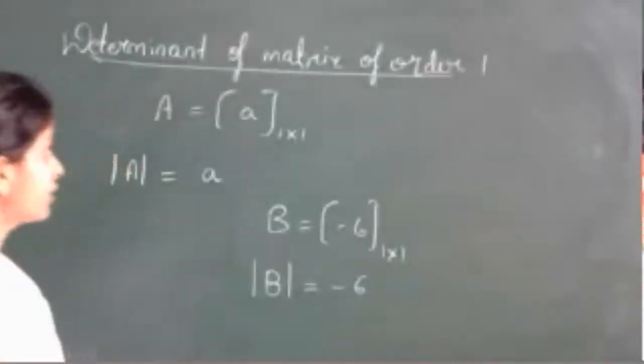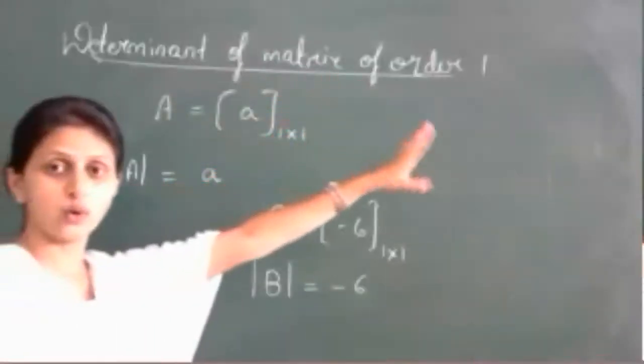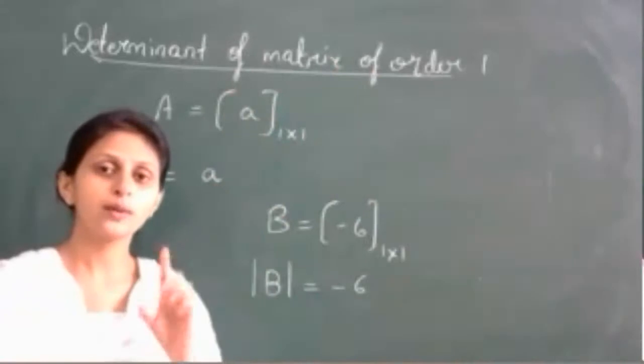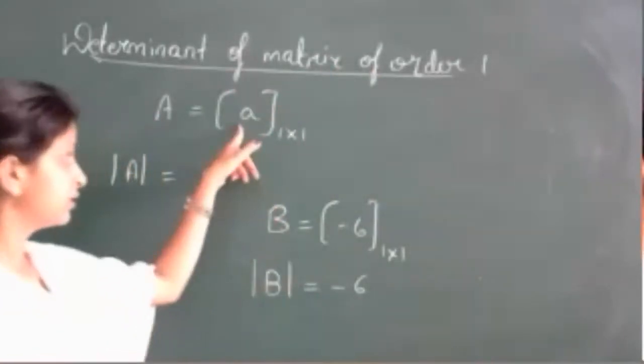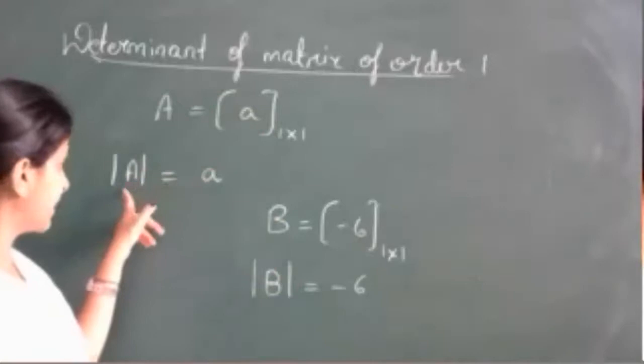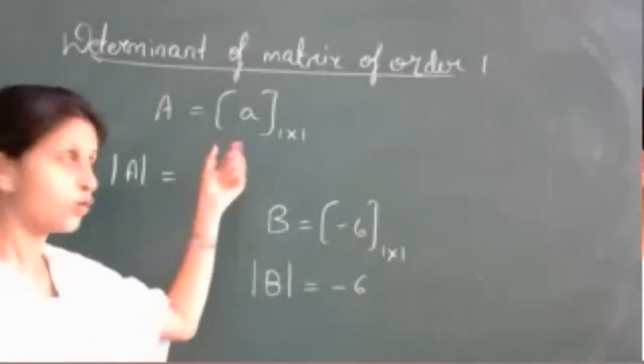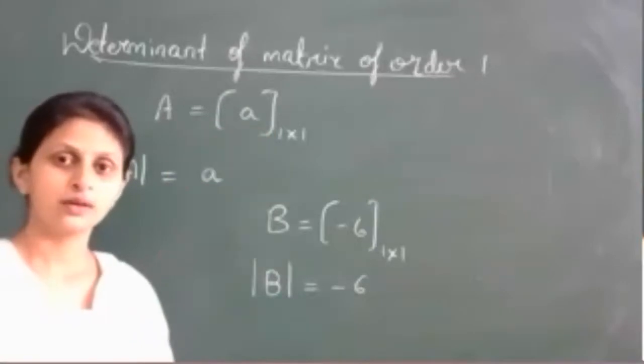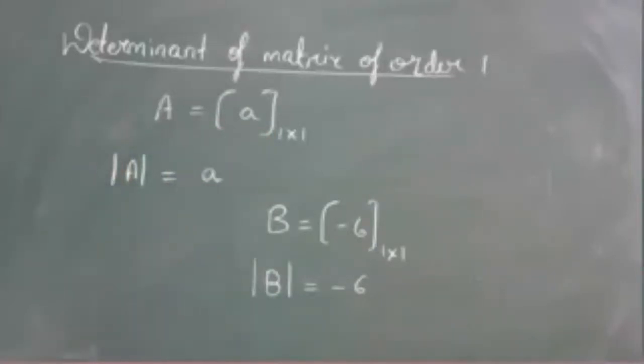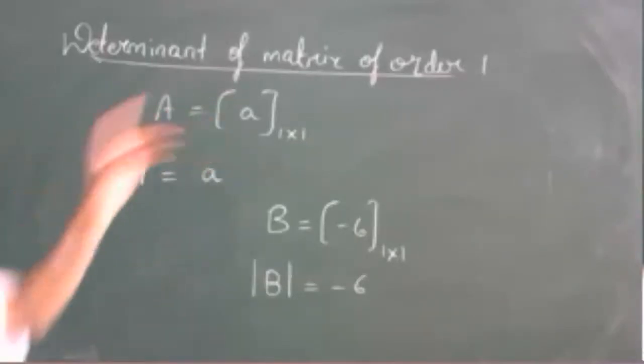So whenever you have to find the determinant of a matrix of order 1, we will have only a single element. You will write the matrix in square brackets. But while writing the determinant of that matrix, the answer will be that same element but without the matrix brackets. So is that clear? This is how to find the determinant of a matrix of order 1.